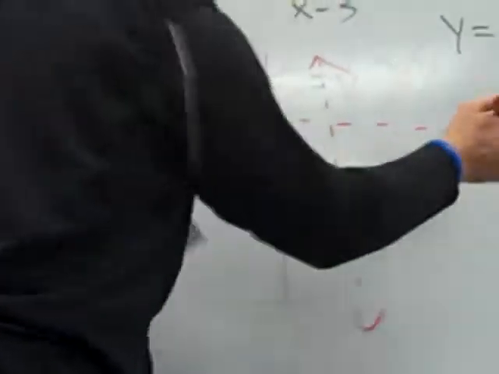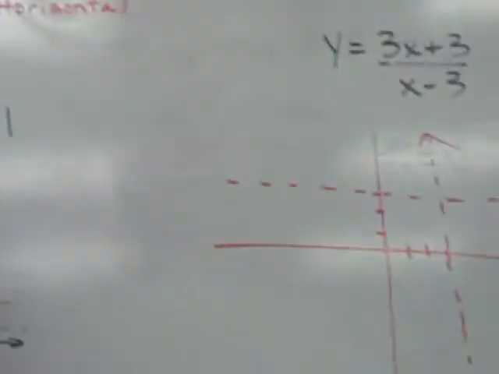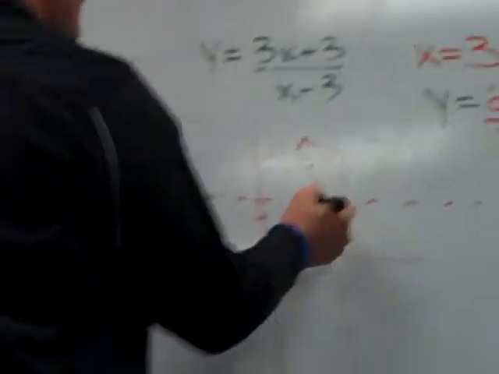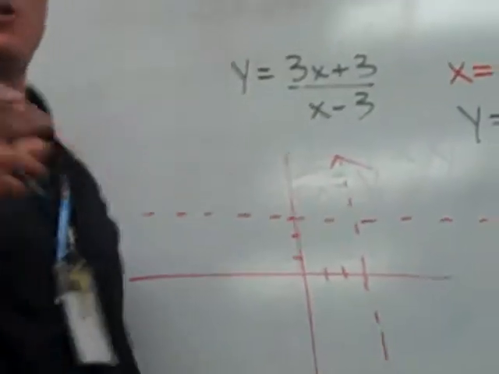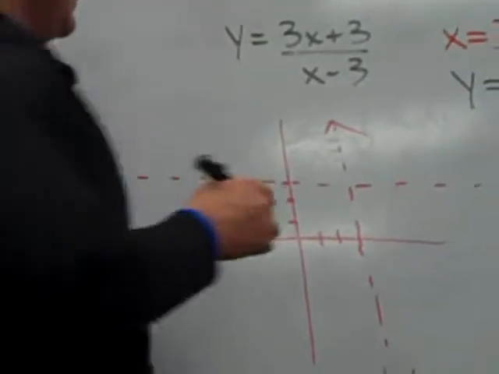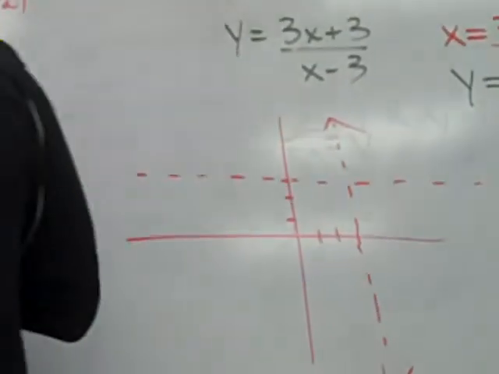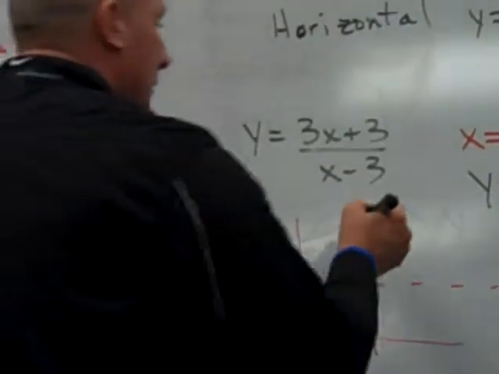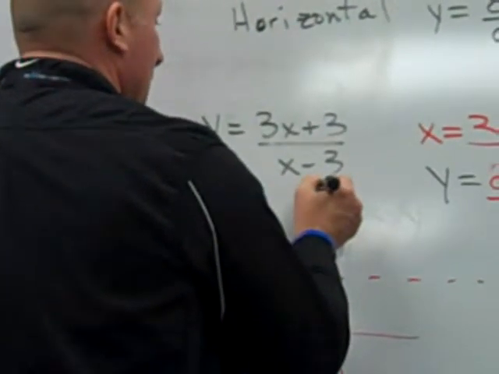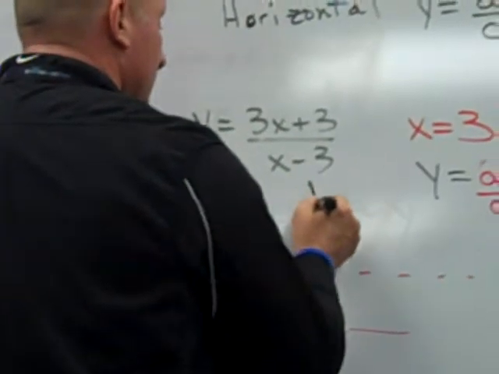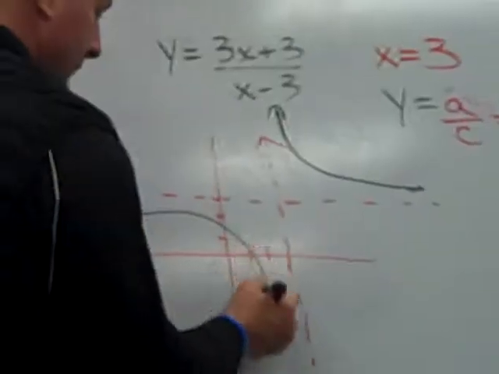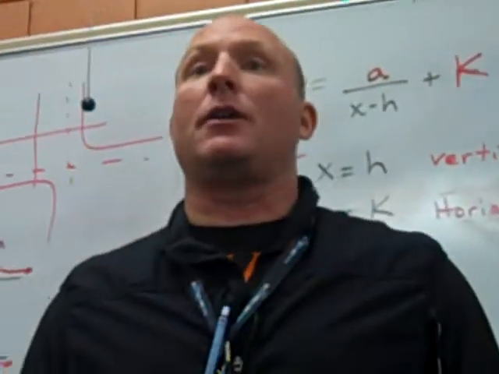Is the a value positive or negative? Positive. Am I going to be far away from this intersection or really close? Pretty far, kind of away from the asymptote. And we're in the top right quadrants, just like this. Is this perfect? Absolutely not, but it's pretty darn close.